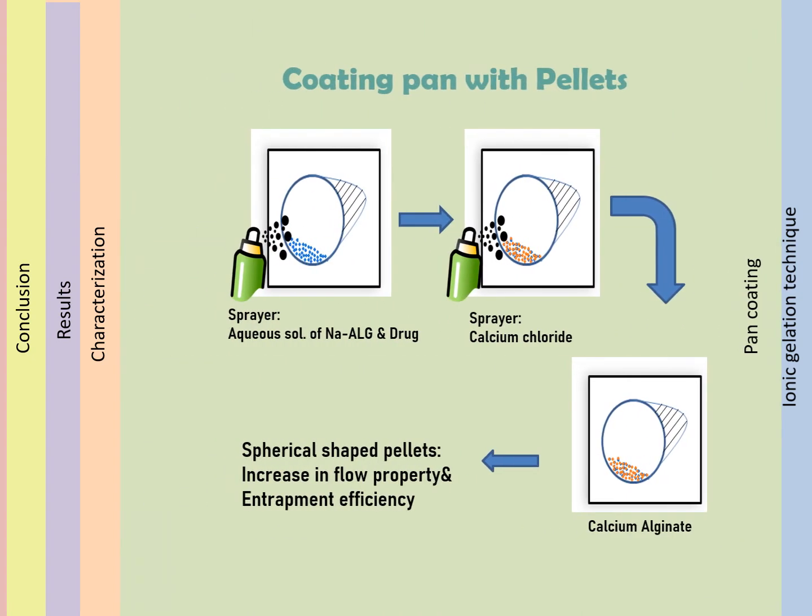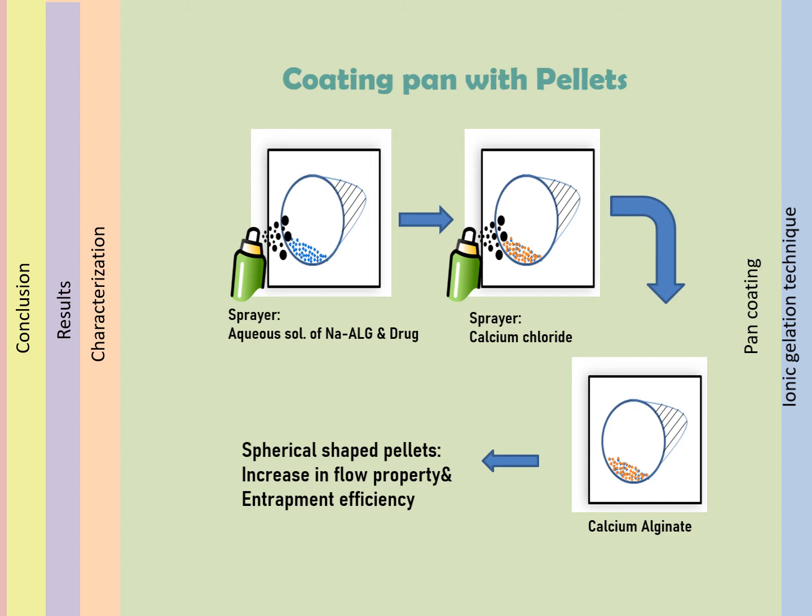Here, as you can see, the first step is a coating pan where dummy beads, non-pareil sugar beads, will be placed. Then the drug along with sodium alginate will be sprayed into the coating pan, which is preoccupied with the beads, and sodium alginate itself will act as a binder. Then it is allowed to dry.